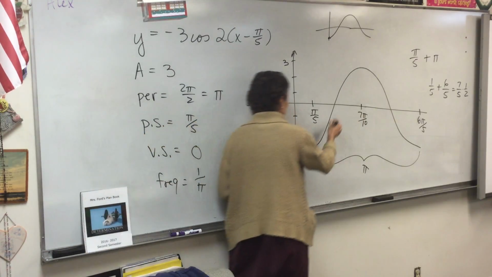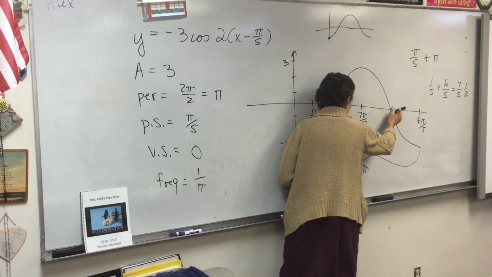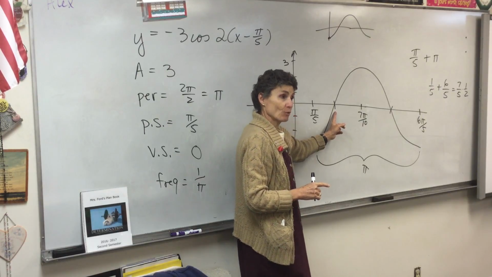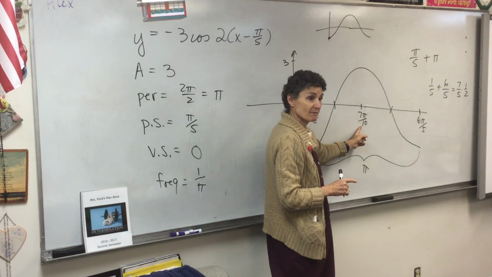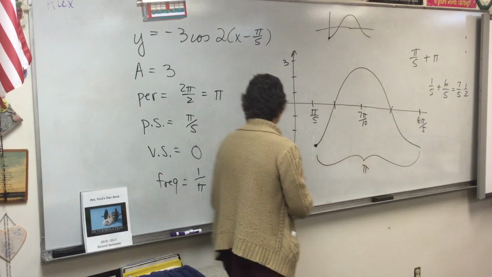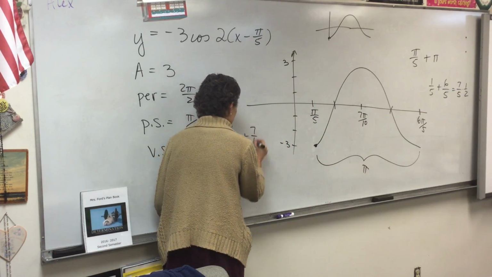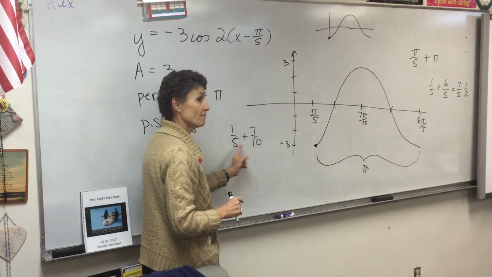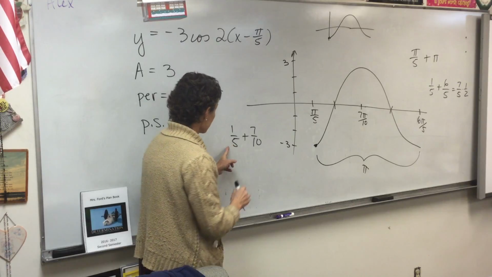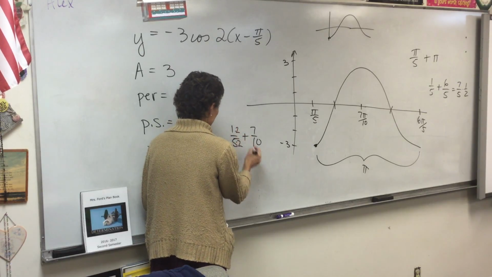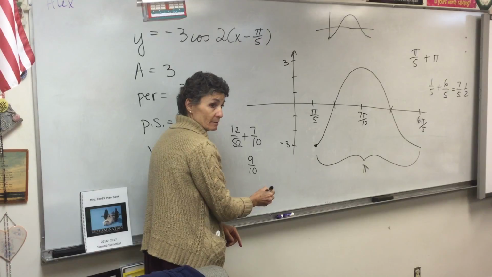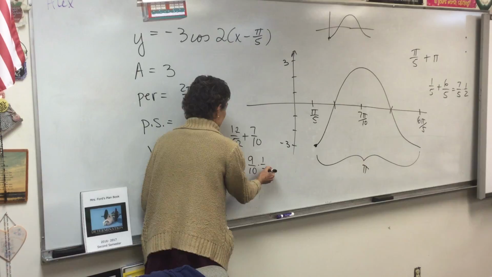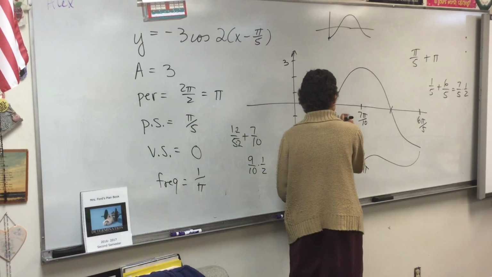Fun's just beginning. Now we have to find your zeros, your x-intercepts. So what can you tell me about this one? It's the average of 1/5 and 7/10. I'm finding the average of these two numbers. Let's see, get a common denominator, add them. So this would be 9/10. But I need half of it, right? So that's going to be 9/20. Right.